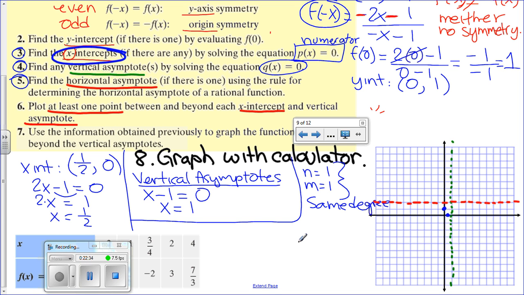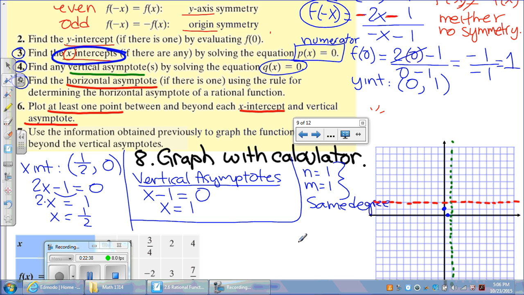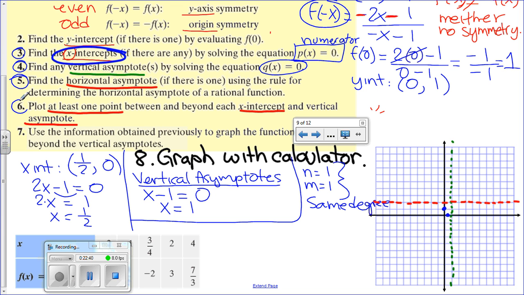So we're done with number 5. Now let's move on to number 6. Number 6 says plot at least one point between and beyond each x-intercept and vertical asymptote. So what we're going to do is use the table that I have here.